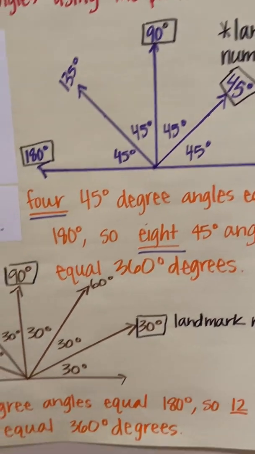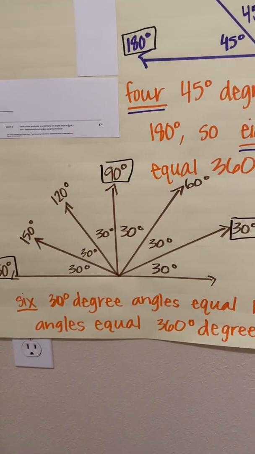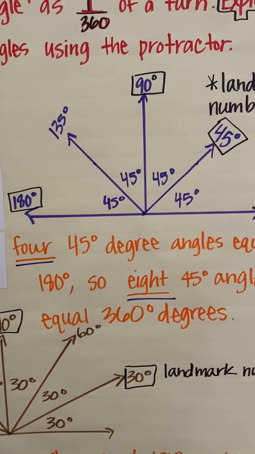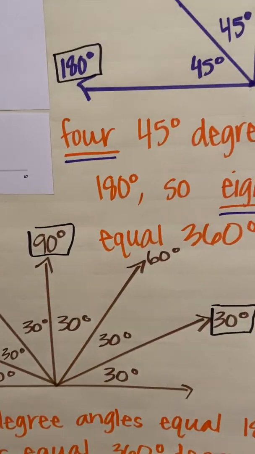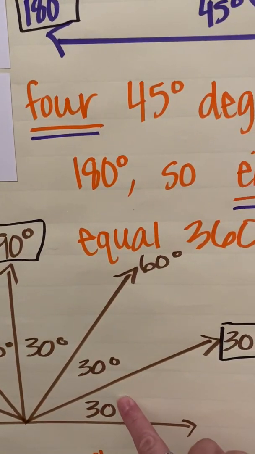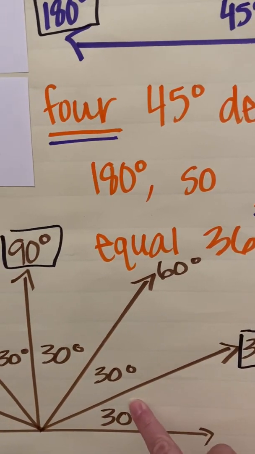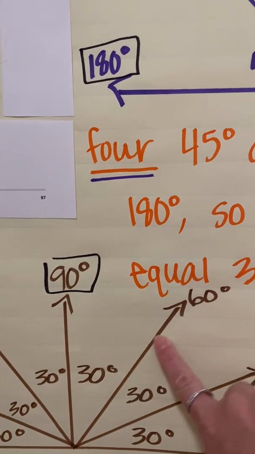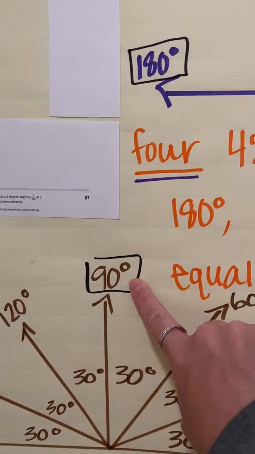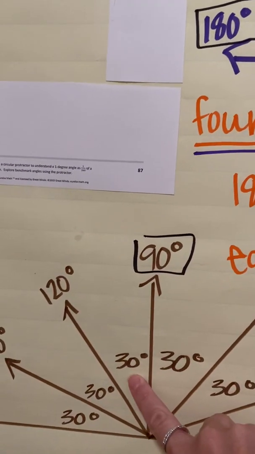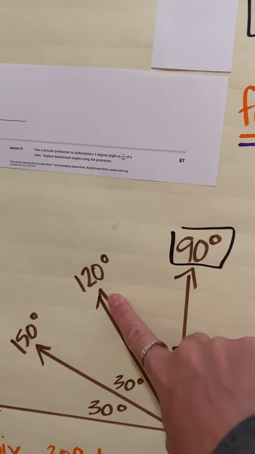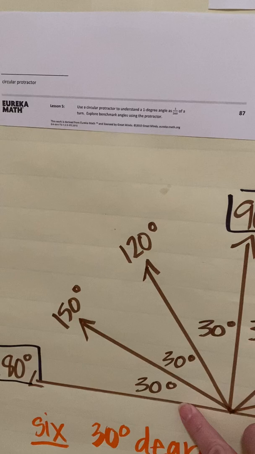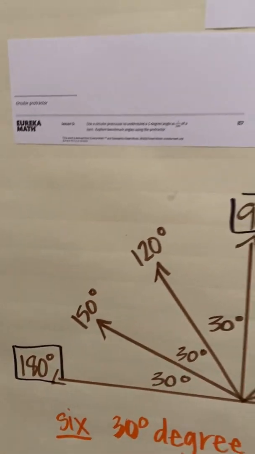Okay. Another landmark number is 30 degrees. And I did the same as I did with my 45-degree angles. I went out 30 degrees. So 30 degrees, landmark number. 30 degrees equals 60. Another 30 degrees equals 90. Another 30 degrees is 120. Plus 30, 150. Another 30, 180.